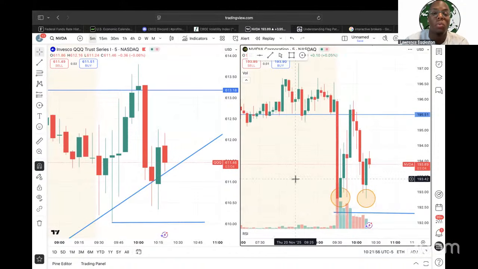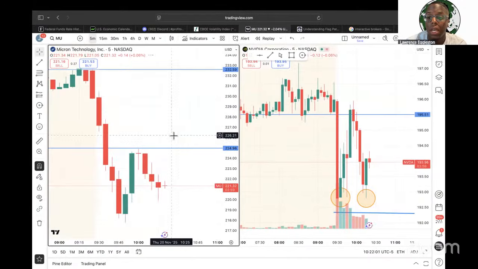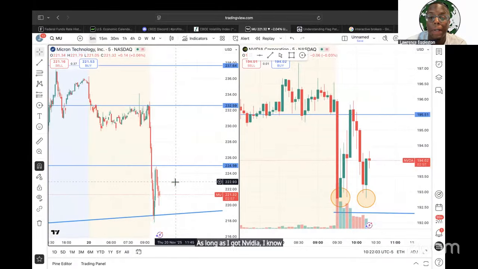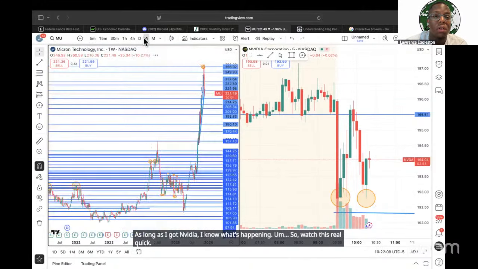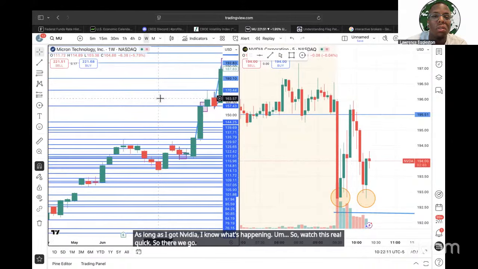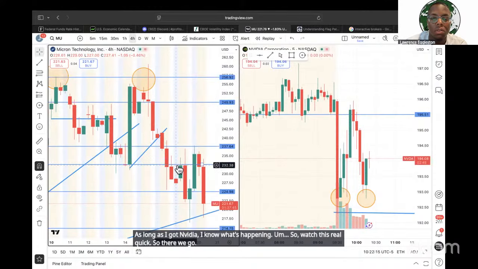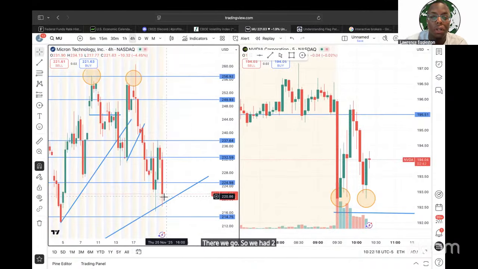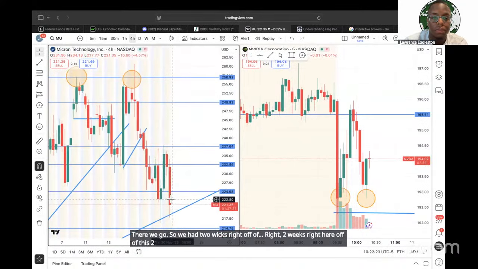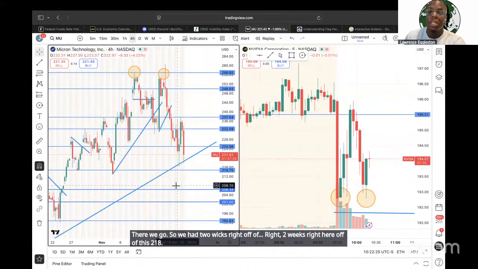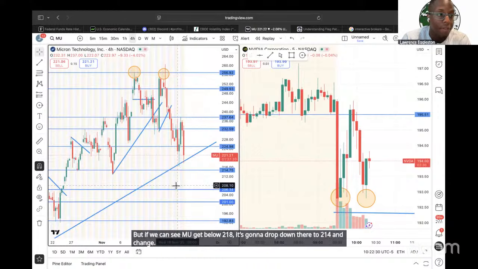Let me pull up MU real quick again. As long as I got Nvidia, I know what's happening. There we go. So we had 2 wicks right off of this 218. But if we can see MU get below 218, it's going to drop down to 214 and change. After that, 206.